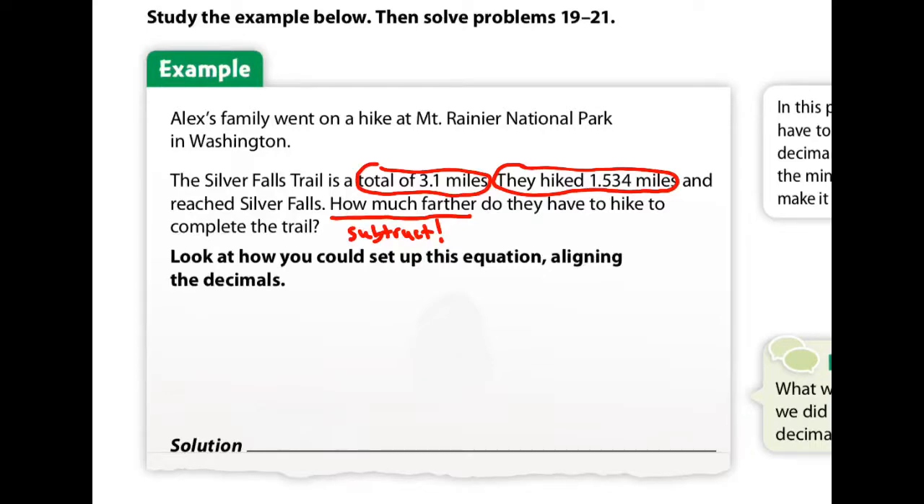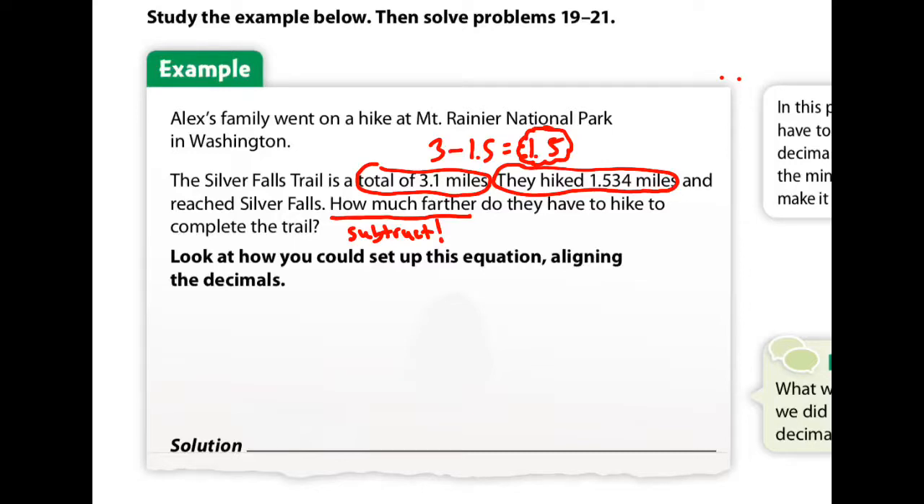And let's get started. First, I'm going to estimate it. 3.1 miles is about 3 miles, and 1.534 is about 1.5 miles. So if I were to subtract 3 minus 1.5, I would get 1.5 miles. So my answer needs to be somewhat close to that. Now let me do the work here.